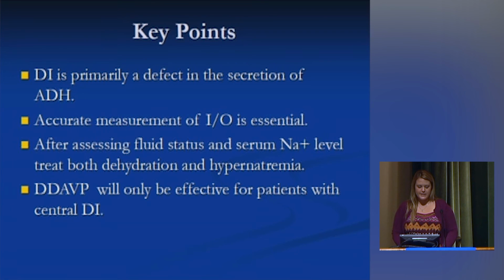Key points: DI is a primary defect in the secretion of ADH. You need to accurately measure I's and O's. After assessing fluid status and the sodium level, you treat the dehydration and the hypernatremia, again with isotonic fluid most of the time, like normal saline or water. But DDAVP will only be effective for those patients with central DI.